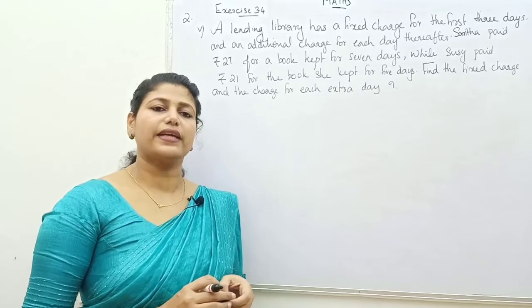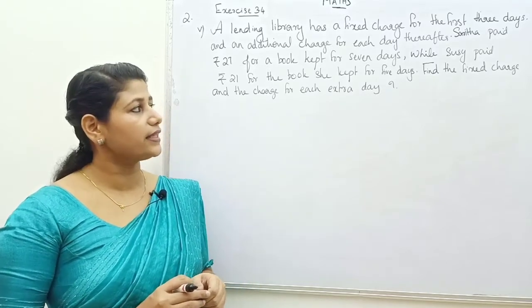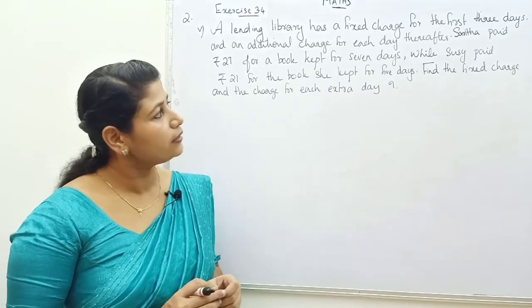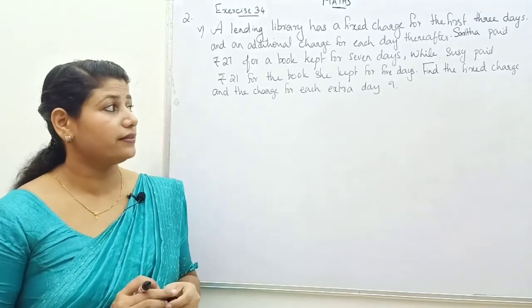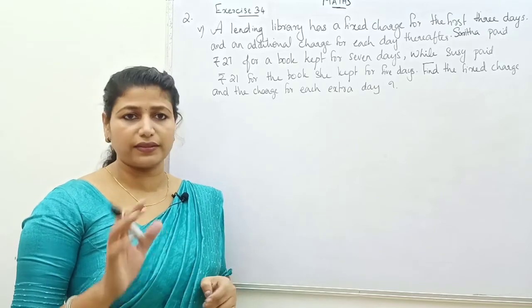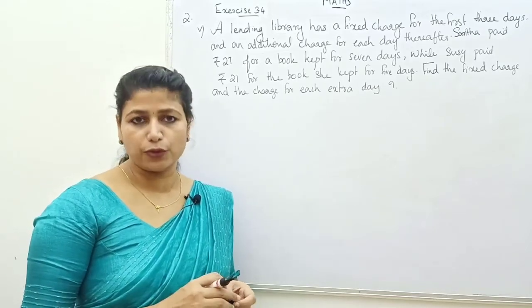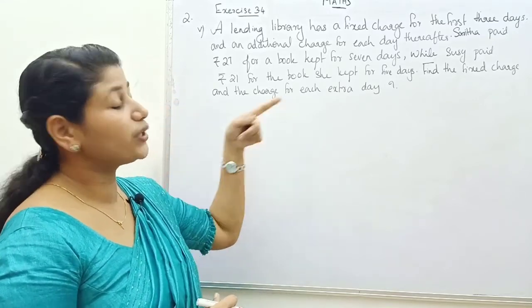So the last question of that exercise. There is a library. Two persons, Sarita and Susie, went there and they took a book, Sarita for 7 days and Susie for 5 days. In that library, the condition is that for the first 3 days, a fixed amount is charged. After that, for each and every day, some more amount we have to pay. So we want to find out the fixed charge and the charge for each extra day.